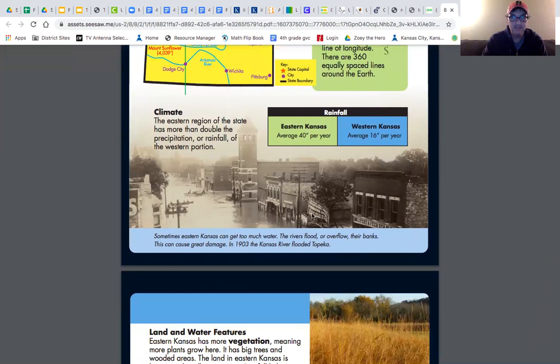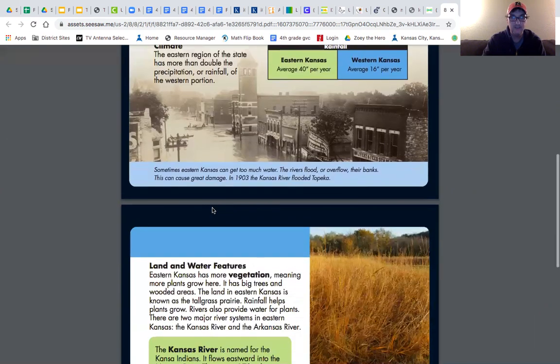And so here's an example of when there can be too much rain. This is Topeka way back in 1903. There's a big old flood. Look at all the water in the streets. You got too much rain.